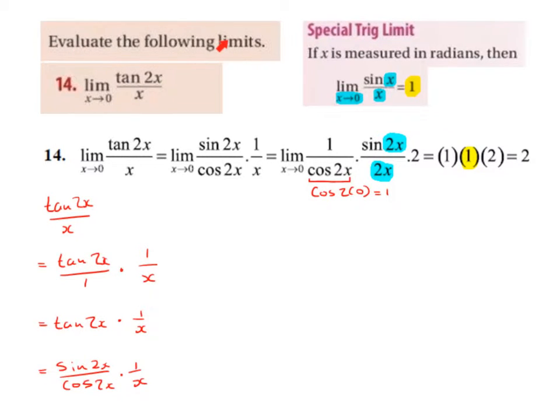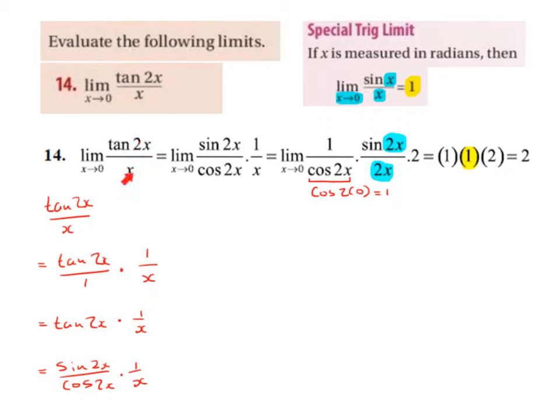Evaluate the following limits. The limit of tan 2x over x as x approaches 0. Okay, so if we substitute 0 in place of both of these x's, we're going to get 0 over 0, which is indeterminate, which means we cannot determine the limit. So we're going to have to rewrite this another way.